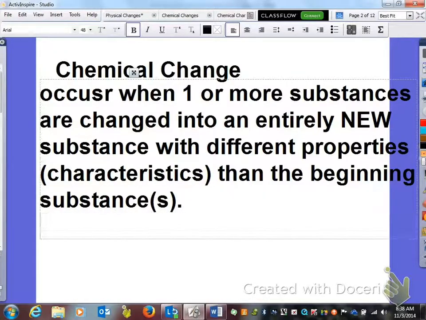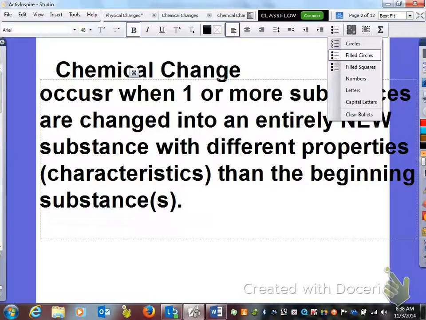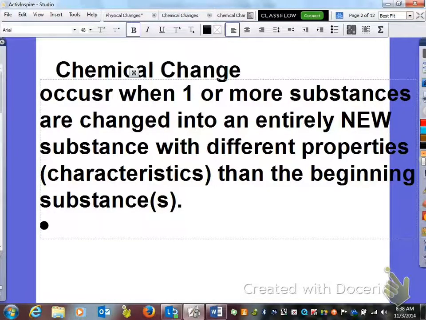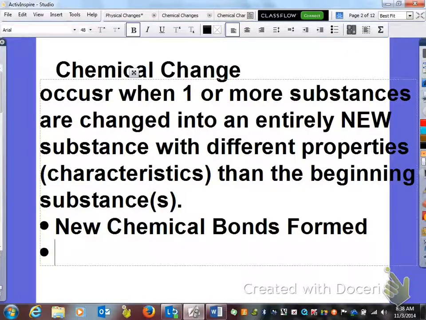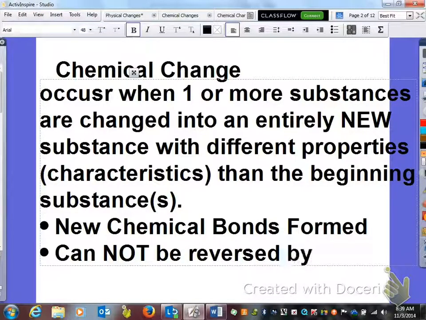Alright. So this can happen, and there are two main things about it. One, you have new chemical bonds formed. And also, it can not, and I want you to underline not, be reversed by physical means.